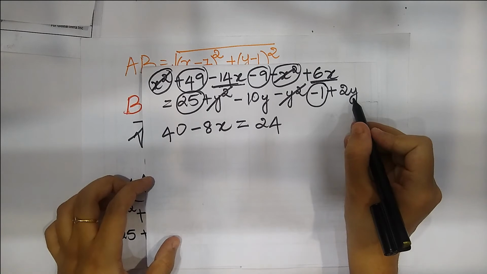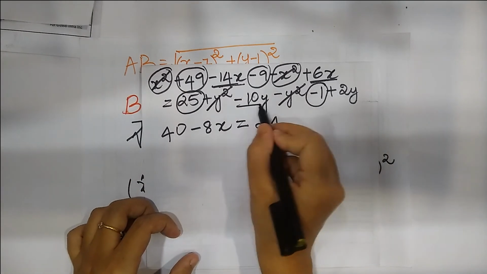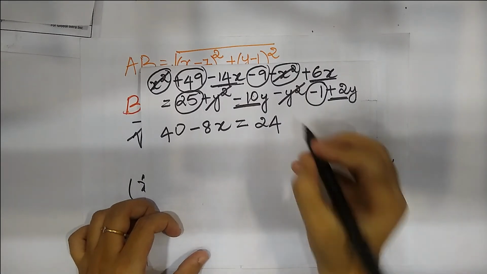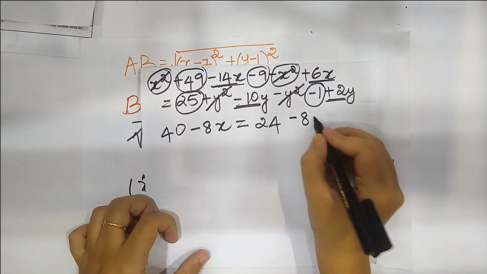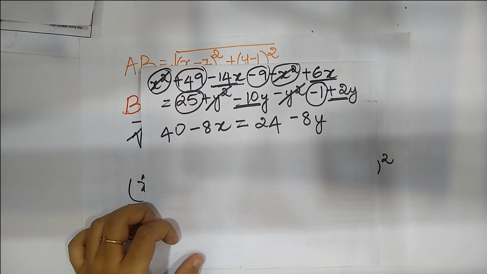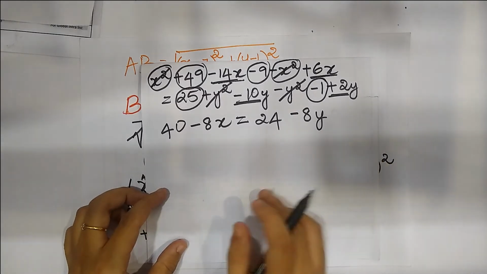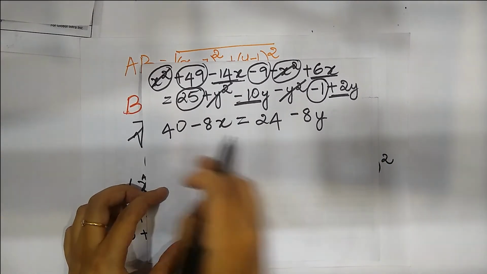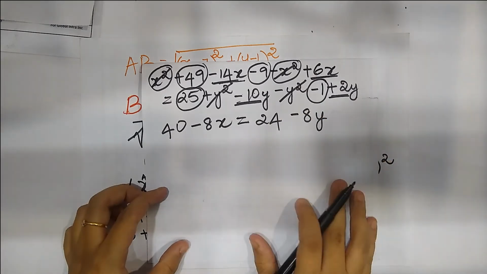Minus 10y and plus 2y. So what is minus 10 plus 2? Minus 10 plus 2 will give you minus 8y. Right? Now what you can do is take the variables to one side and the numbers to the other side, so it will make your work easy.